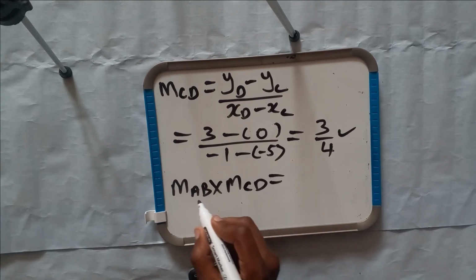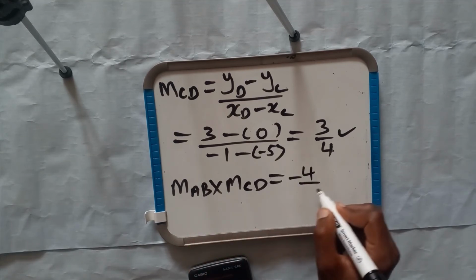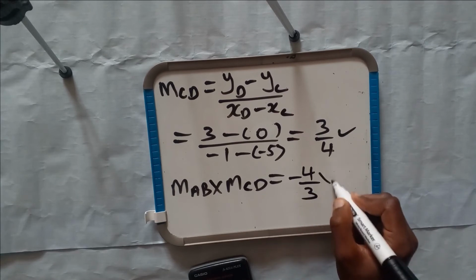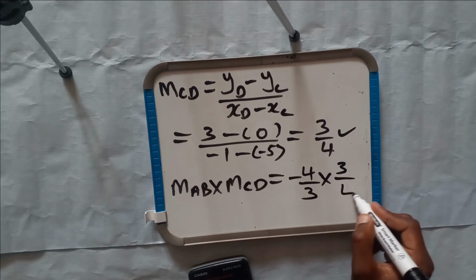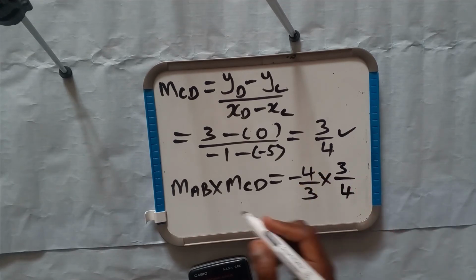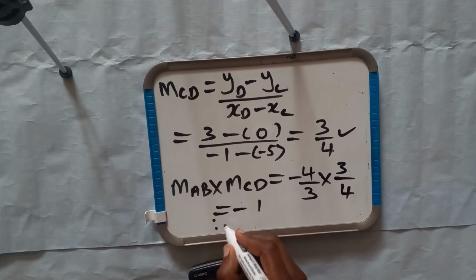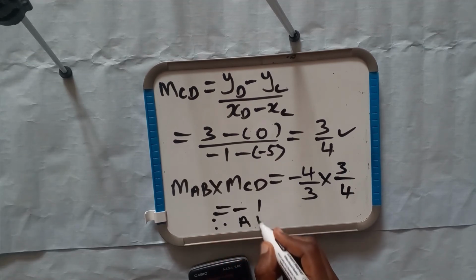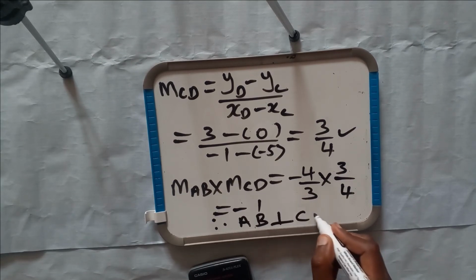Right, we know that the gradient of AB is -4 over 3, times the gradient of CD, which is 3 over 4. -4 over 3 times 3 over 4 gives us -1. Therefore, AB is perpendicular to CD.